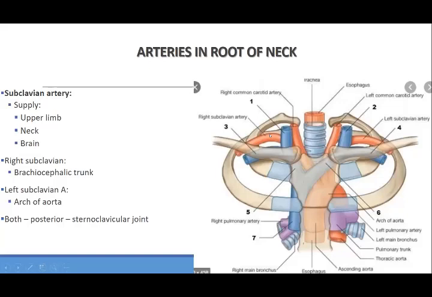Since the right subclavian reaches into the neck, now you know it supplies the upper limb, it is the main artery of the upper limb. Apart from that, it supplies structures in the neck. Obviously, when it is passing through the neck, it supplies structures in the neck, and then branches from this subclavian artery enter into the skull and supply structures in the brain as well. Okay. You know the right subclavian, as we just discussed, arises by the division of the brachiocephalic trunk. This division occurs posterior to the sternoclavicular joint.